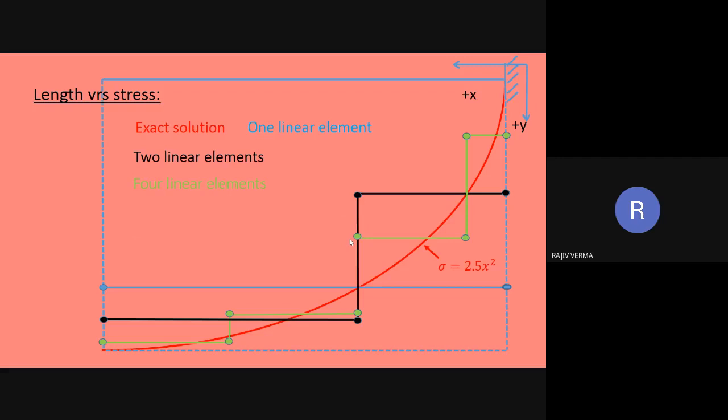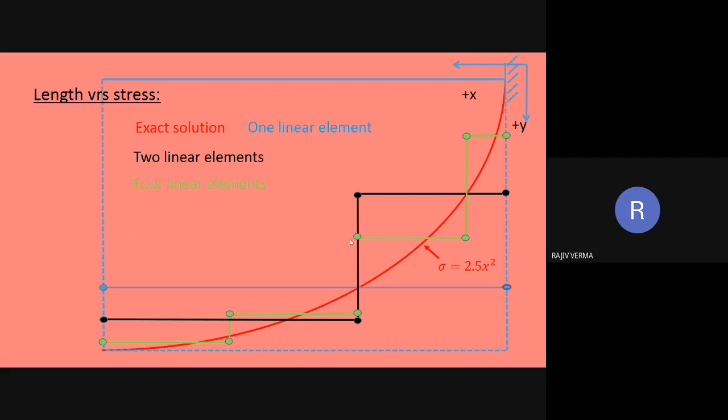So this means that whensoever you are finding displacements, you look at the nodal value. But when you are interested in finding strains, you find the strain at the center of the element and not at the nodes. So this is what it represents.